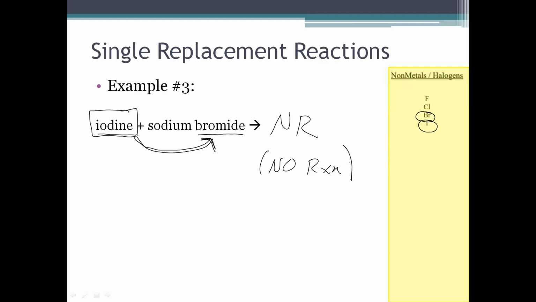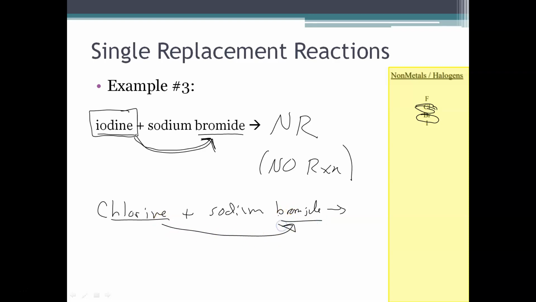All right? Now, if the iodine was above bromine, then yes, this reaction would have occurred. Okay? And we would go through the same process as last time, but it's not going to happen. So if it was something like chlorine plus sodium bromide, chlorine's by itself, you would find chlorine, it's right here. Compare it with bromide or bromine, it's right there. Chlorine tries to come over here and kick out the bromide, and it could because it's more active.